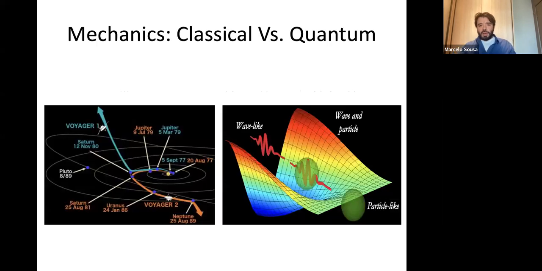So the thing is, classical mechanics and quantum mechanics are very different in concept. For example, in classical mechanics, if we know the forces that are interacting, we can know the position, velocity, acceleration of the objects. And here I put the trajectory of Voyager 1 and Voyager 2, and we can know very precisely where space probes are, because we know the forces that are interacting with them.